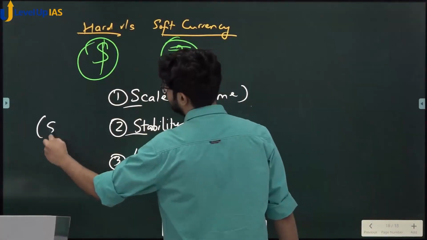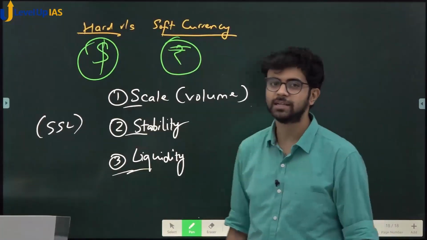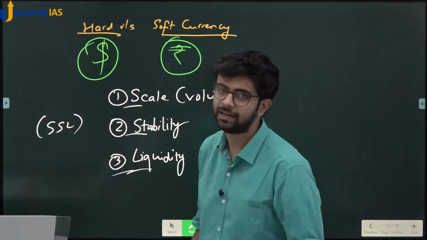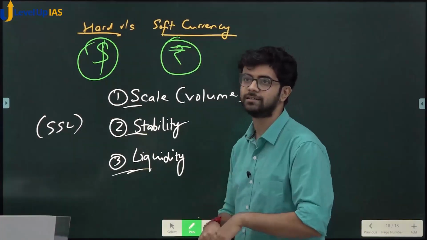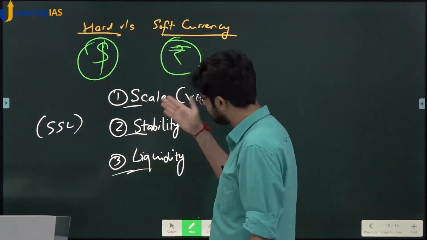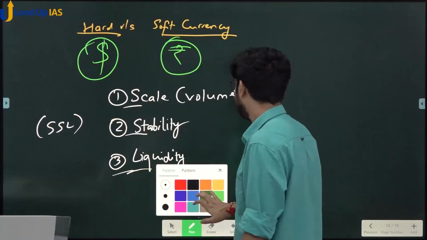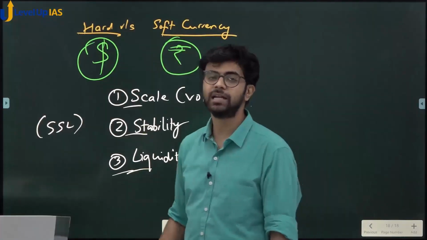I gave it a short form, SSL. In IT terms, in information technology network architecture terms, it is called Secured Socket Layer, SSL. That is how I remember it. I have a very keen hobby in learning IT, coding and networking and all of that. So scale, stability and liquidity make a currency a hard currency.